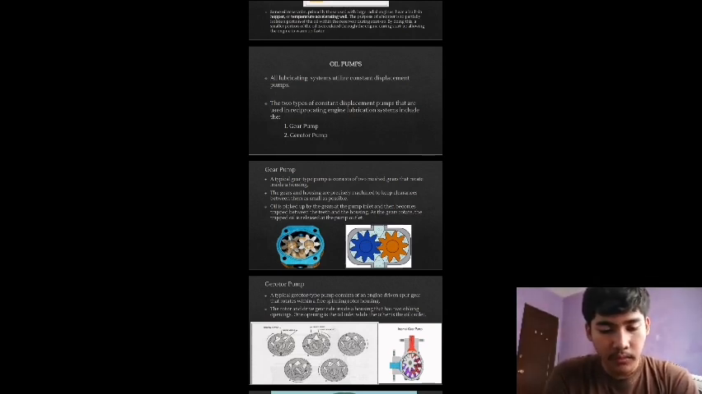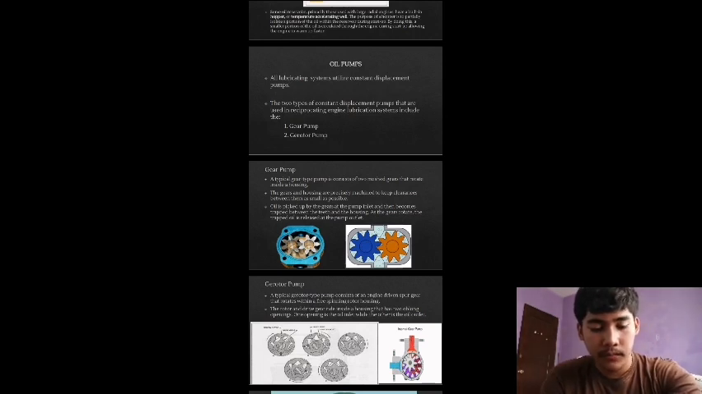The two types of constant displacement pump that are used in a reciprocating engine lubrication system include the gear pump and gerotor pump.